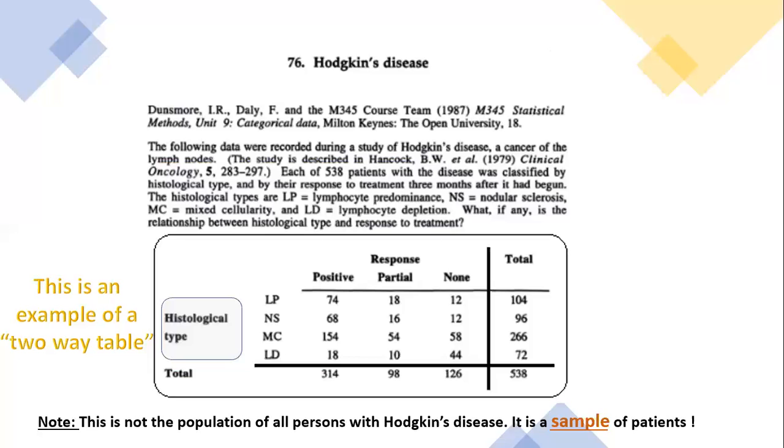But there was another variable as well, a second categorical variable, their response to treatment. How well were they doing after 3 months of treatment? Did they have a positive response to the treatment?